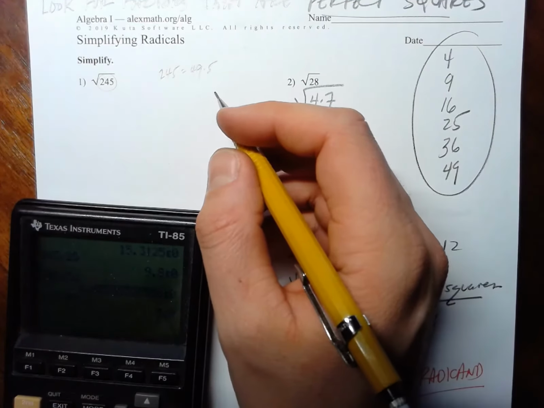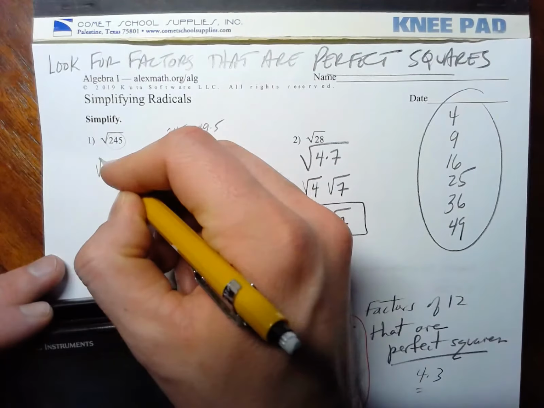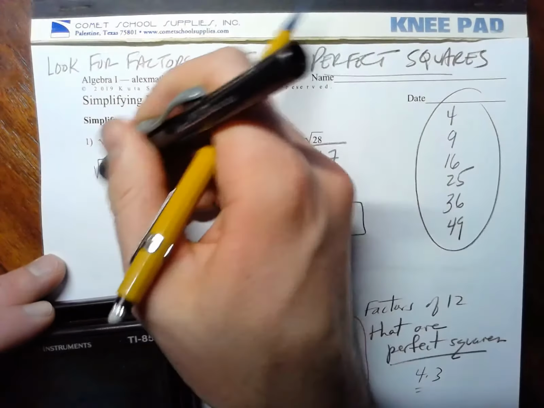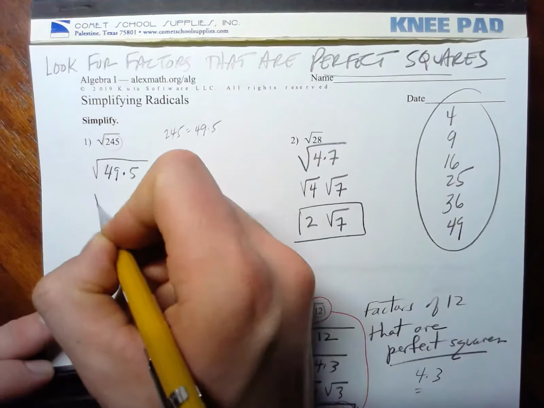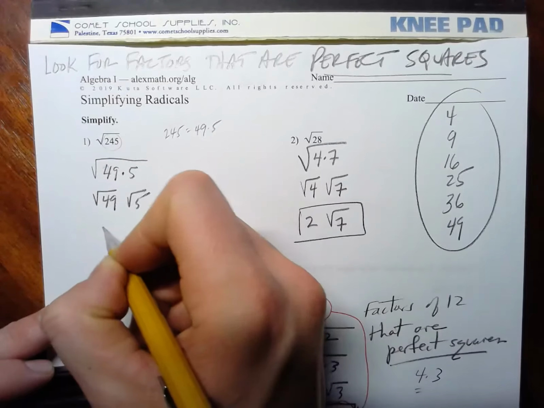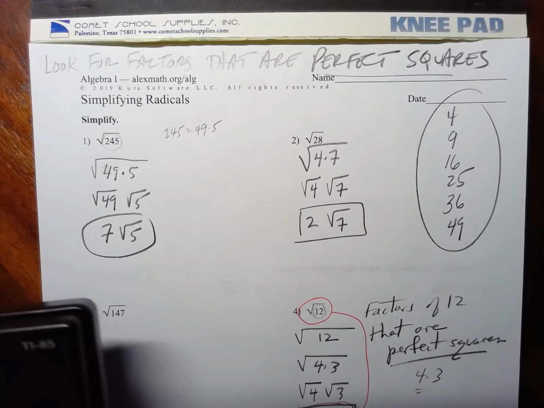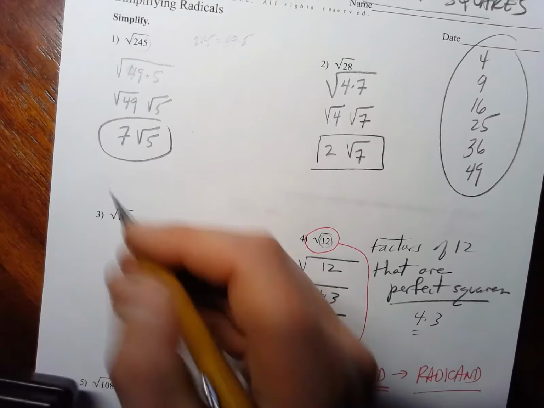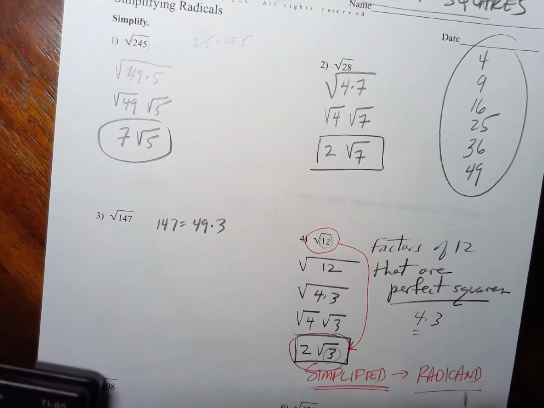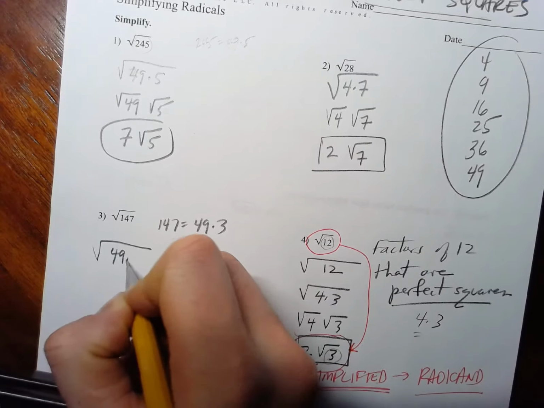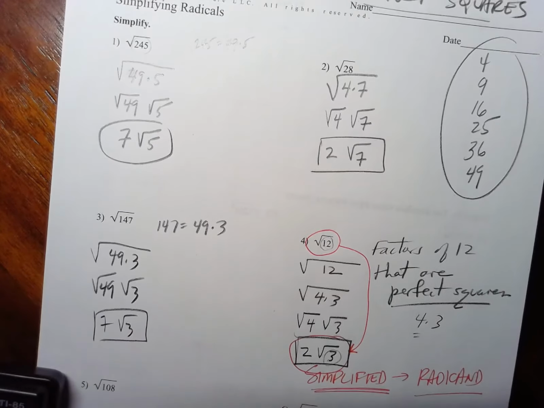And so what that means is that I can then write this as the square root of 245 is the square root of 49 times 5, which is the square root of 49 times the square root of 5. Well, that's 7 times the square root of 5, and I'm done. Same thing's going to go on for 147. We check everything out. We find out that 147 is 49 times 3. So this is the square root of 49 times 3, which is the root of 49 times the root of 3, which is 7 roots of 3. Okay.